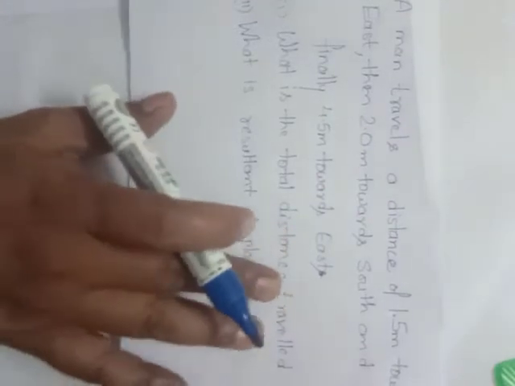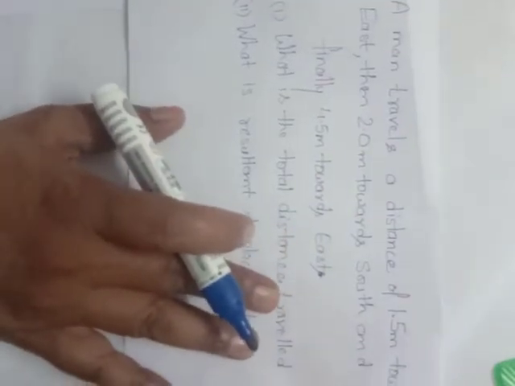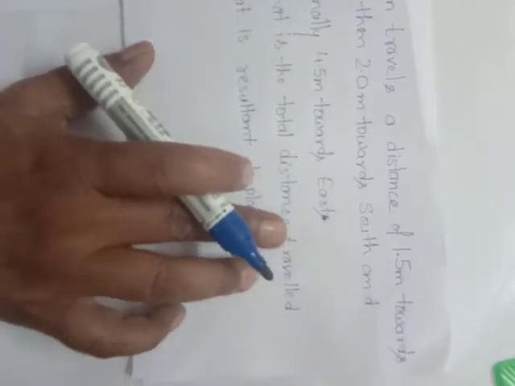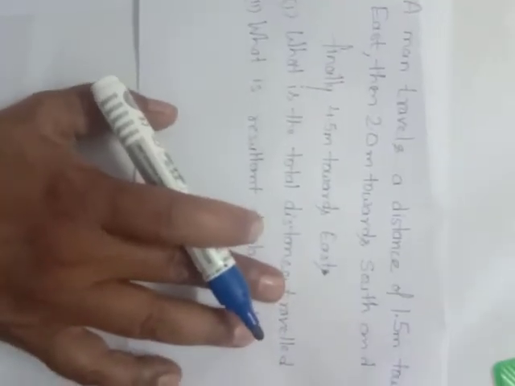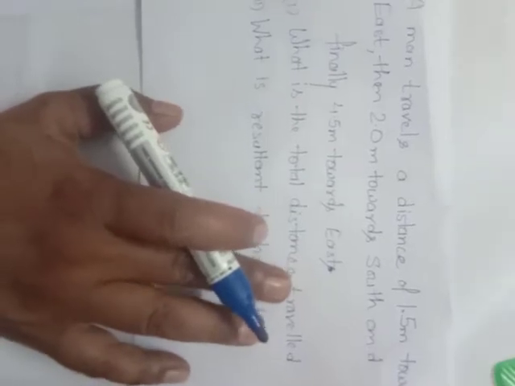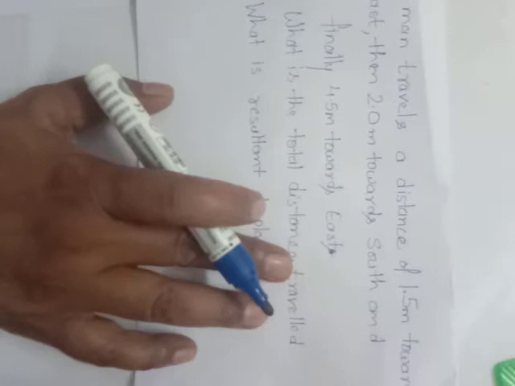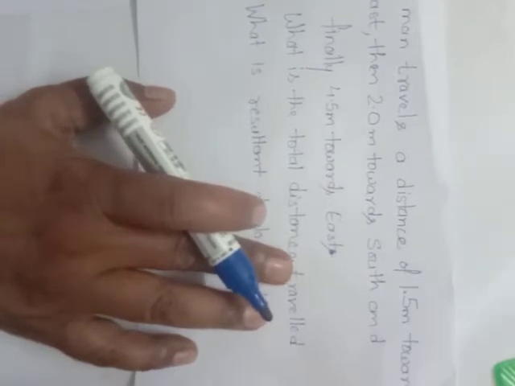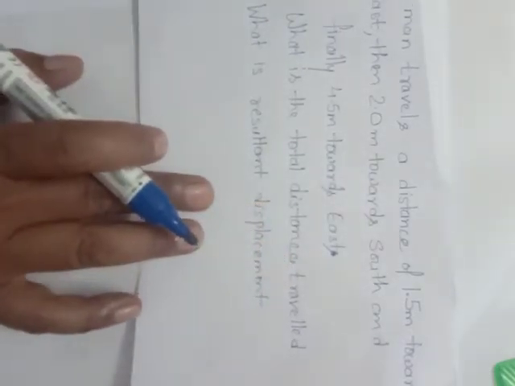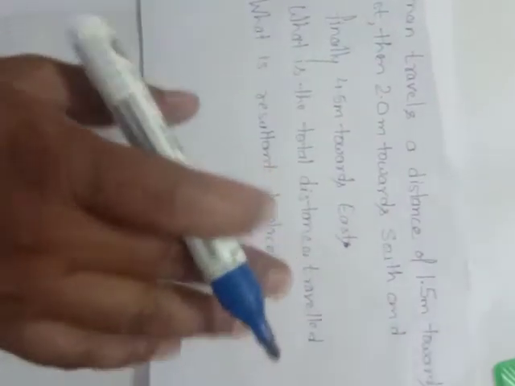So, in this numerical, a man travels a distance of 1.5 meter towards east, then 2 meter towards south and finally 4.5 meter towards east. So what will be the total distance and resultant displacement in this numerical?